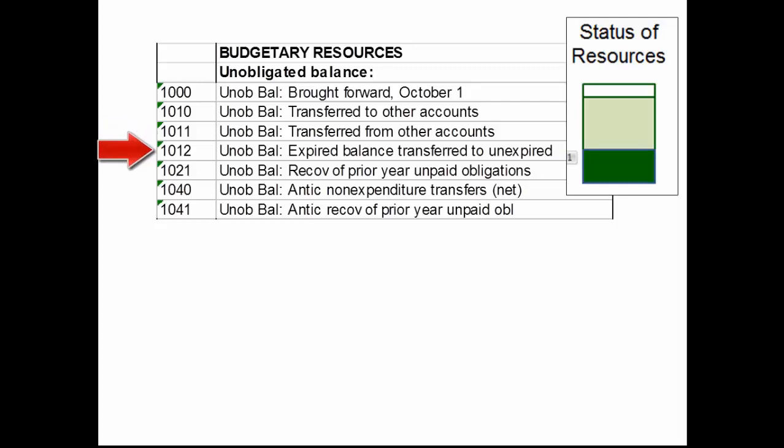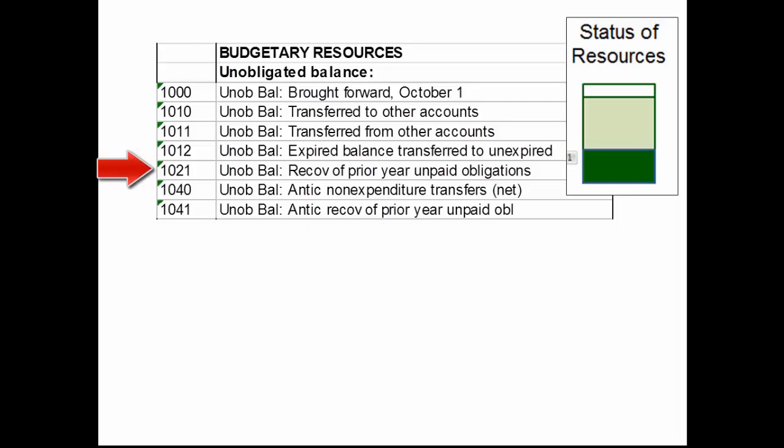Line 1012 is used to reflect transfers from an expired account to an unexpired account. In some cases, statutory authority permits the transfer of expired funds into an unexpired account. This may be the result of the later determination of the extended availability of funds, like the Prevention and Public Health Fund, for example, or authority to reallocate unused expired funds to an unexpired account, like the authority in the Low Income Home Energy Assistance Program and Child Care Entitlement Program.